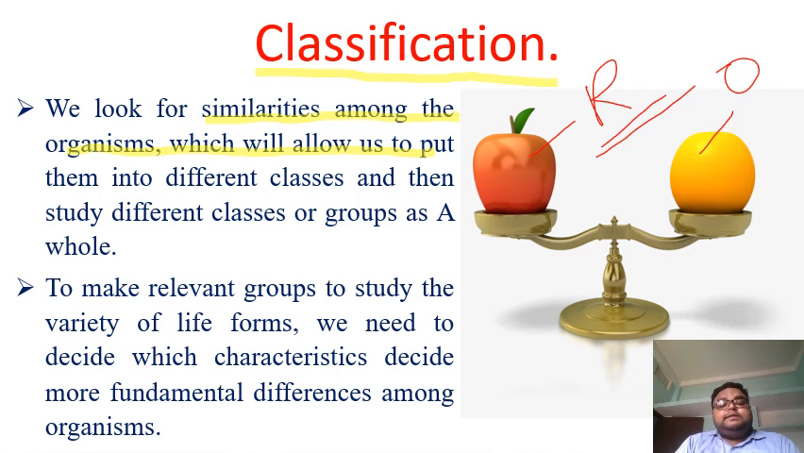So to make relevant groups to study the variety of living forms, we need to decide which characters to take as the fundamental difference among the organisms. Because when we look at different organisms, there will be different characters that might or might not be fundamental to every organism, right?